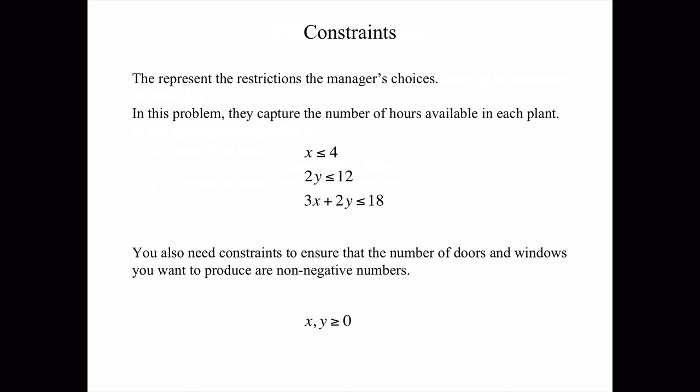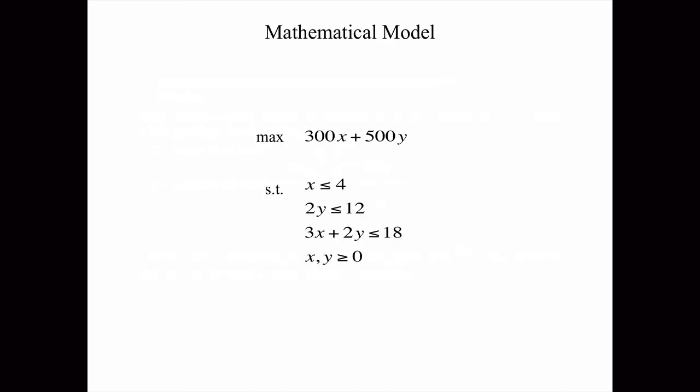With this, we have a model. So what is our mathematical model? We have the decision variables X and Y. We have the objective function of maximize 300X plus 500Y, subject to the constraints that we discussed in the last slide. In the next video, we will focus on how to implement this model in Excel.